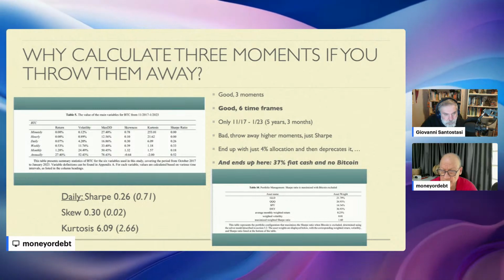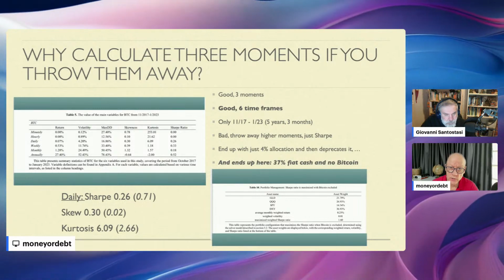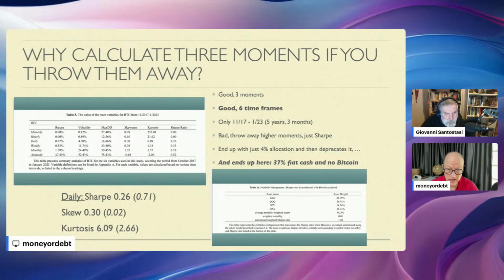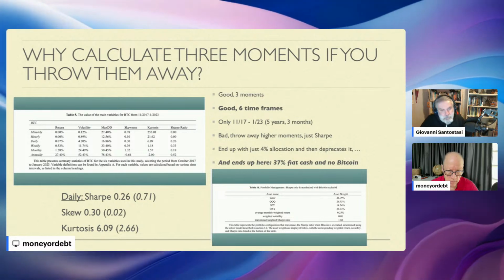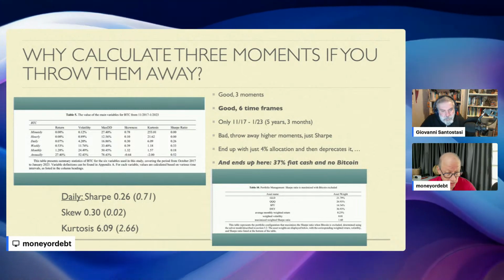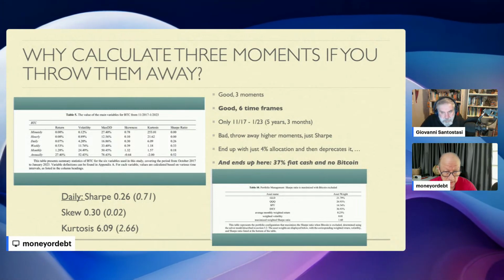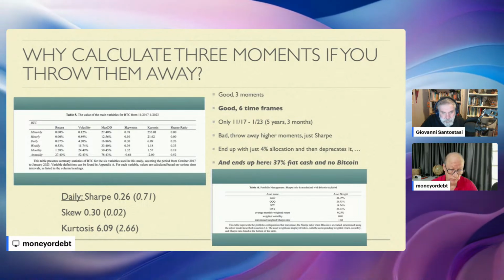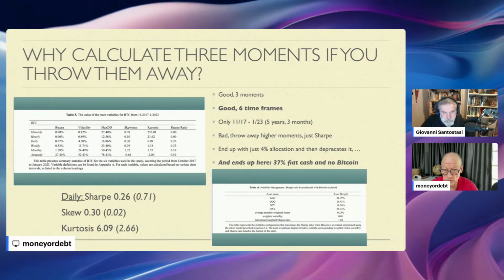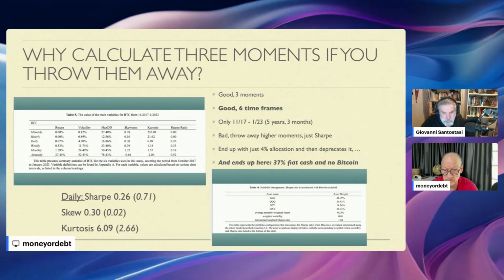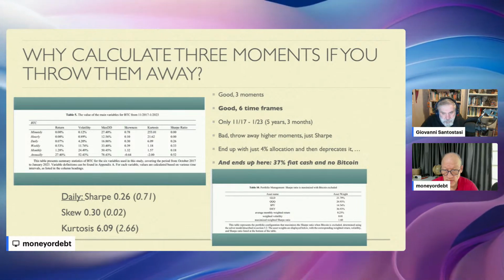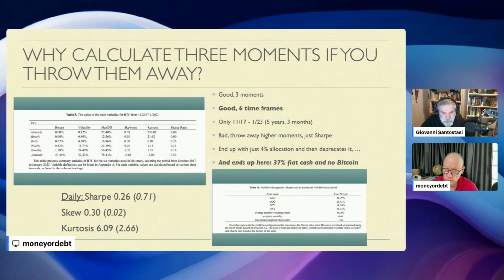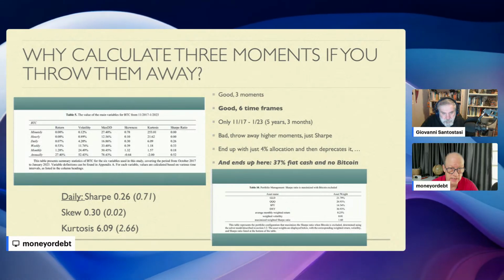If we look at the daily, the skewness is moderate at 0.3, the kurtosis is high at 6, and the Sharpe ratio that he finds is moderate. But the other paper, using the same data daily, he claimed his Sharpe ratio was 0.71. So I don't know what's going on there. Somebody has treated the data in an inconsistent fashion. And the other paper found a kurtosis that was less than half that, presumably on essentially the same data set.